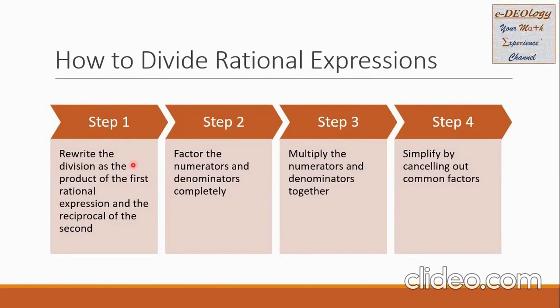Step 1, we write the division as the product of the first rational expression and the reciprocal of the second. Step 2, factor the numerators and denominators completely. Step 3, multiply the numerators and denominators together. Step 4, simplify by cancelling out common factors.